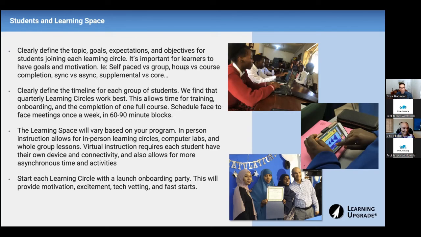Setting goals, hours versus course completion. Some will say, hey, I'd like 5 hours a week. Others will say, I would like 5 lessons a week. But it's important to be clear about that. Then synchronous versus asynchronous time. Hey, on Saturday, I'd like everybody to be on from 12 to 1. We're going to do a Zoom session. Everything else will be done in the WhatsApp group.